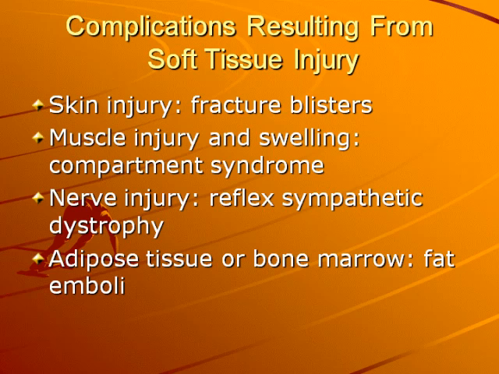Nerve injury, specifically reflex sympathetic dystrophy. This occurs when you have nerve injury along with fracture, causes patients to have severe burning, aching pain, and can cause them to have abnormalities in their autonomic nervous system, increased flushing, sweating, and whatnot.